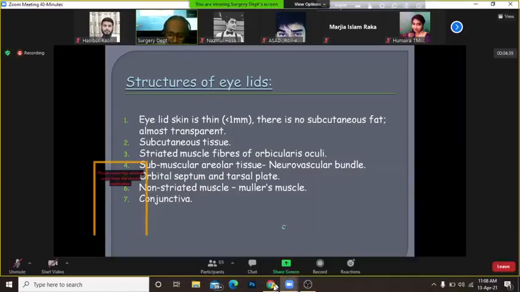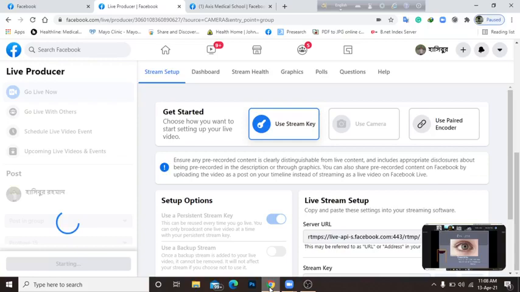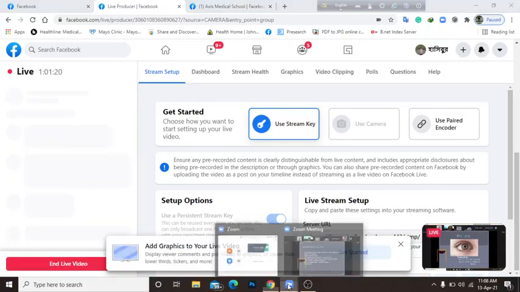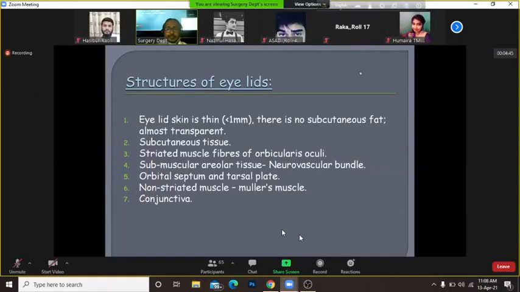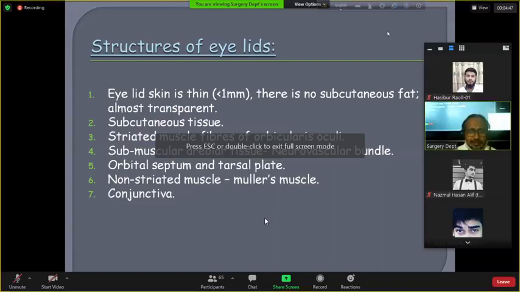Today we will discuss about eyelid. Okay, what is eyelid?